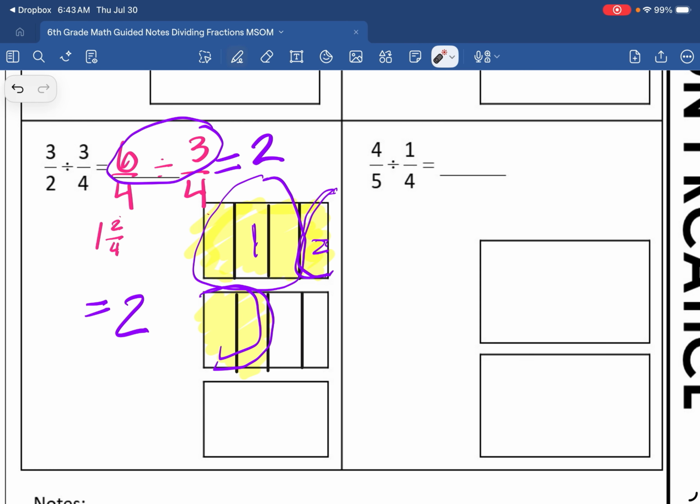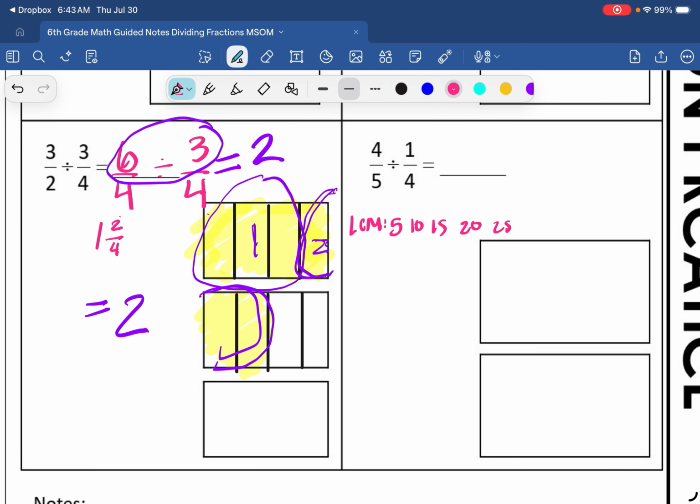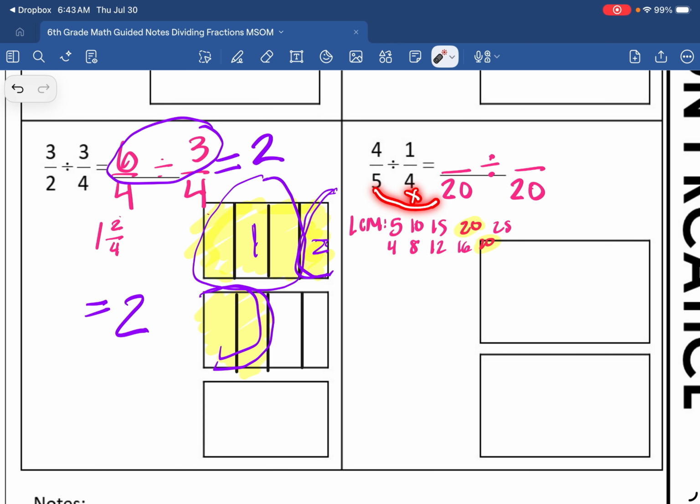4/5 divided by 1/4. Let's get a common denominator. So let's write multiples of 5, which would be 5, 10, 15, 20, 25. We'll stop there. Multiples of 4 are 4, 8, 12, 16, 20. And then I have a common multiple right here of 20. So my common denominator will be 20. 5 times 4 is 20. So 4 times 4 is 16. 4 times 5 is 20. So 1 times 5 is 5.